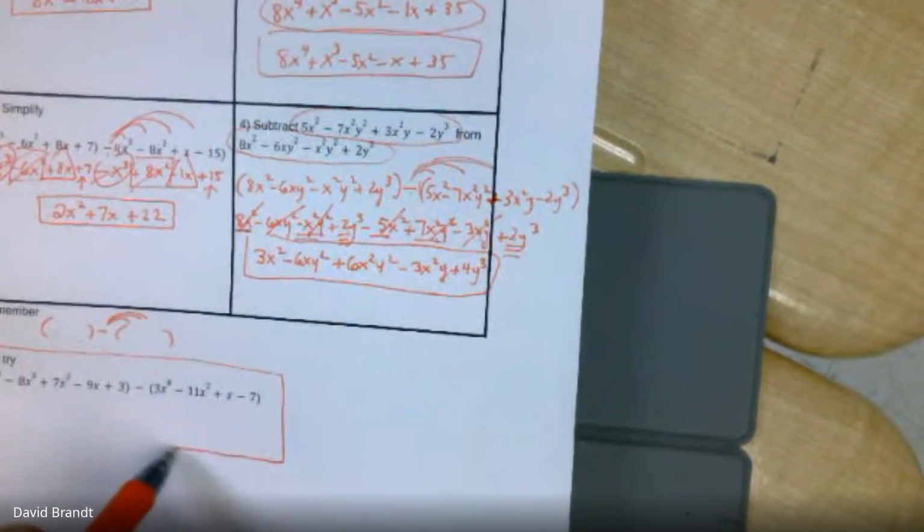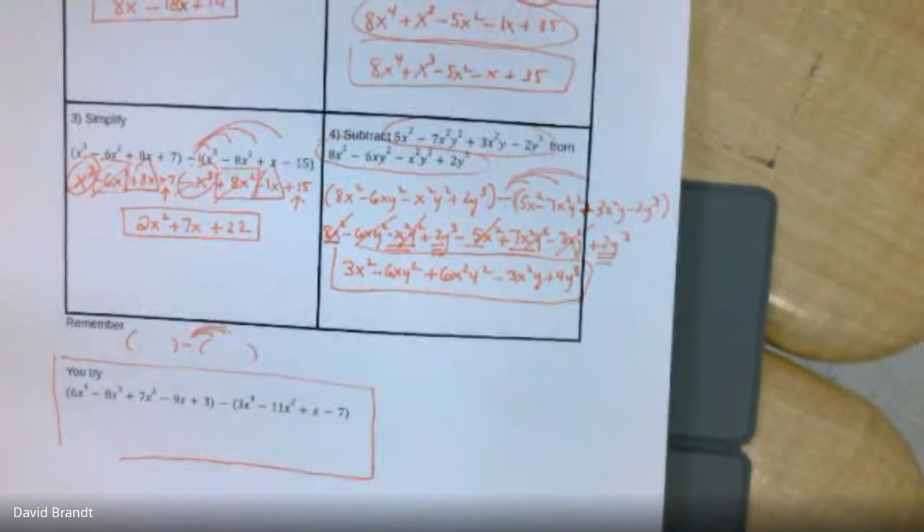Now, here's an example here. I want you to try it. I'm not going to work that one. I will make the answer available to you, but I'm not going to work that problem in this video. I'm going to let you do that yourself.